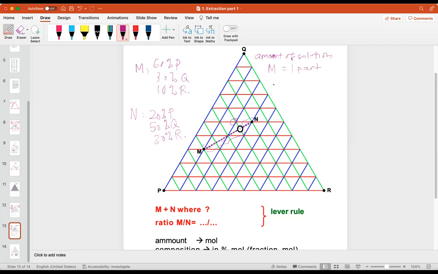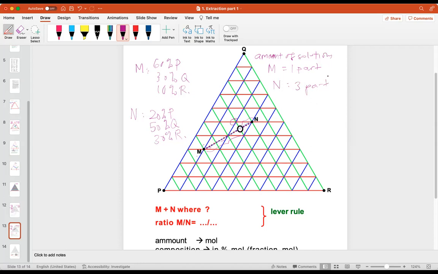Okay, the amount of solution N, because N is in here, and this is the line between M and the point O, the mixture, it is 1, 2, 3 parts. So this tells you that they mix 3 parts of N with this composition and 1 part of M with this composition.